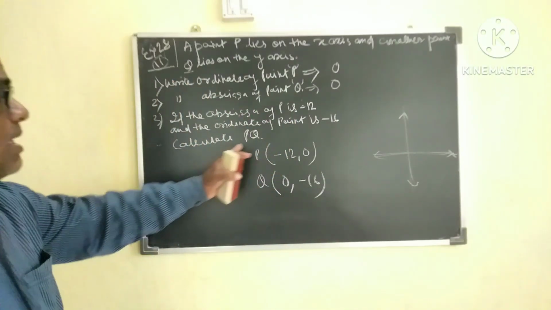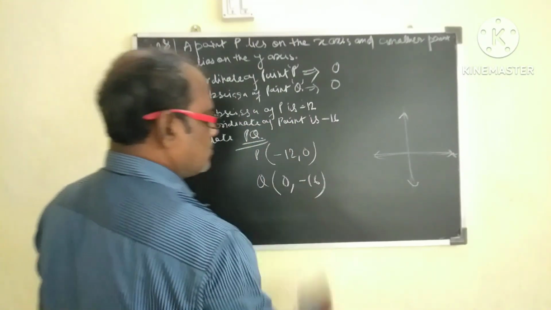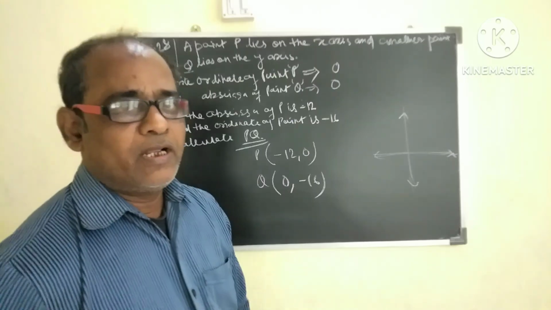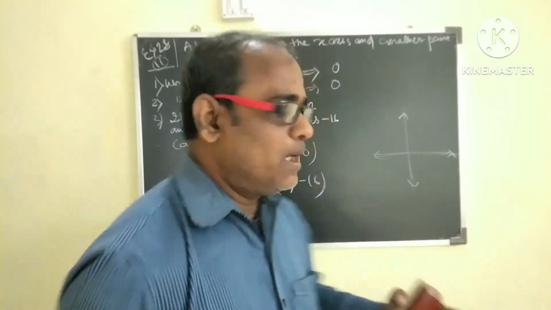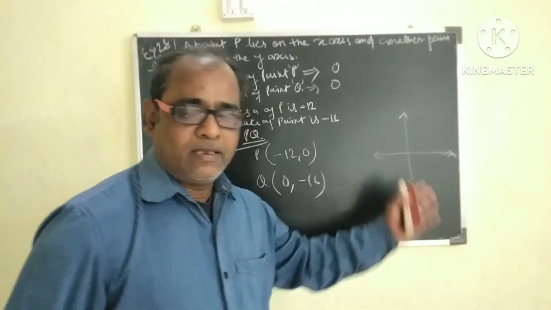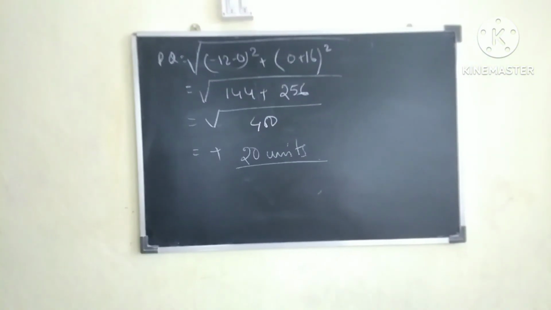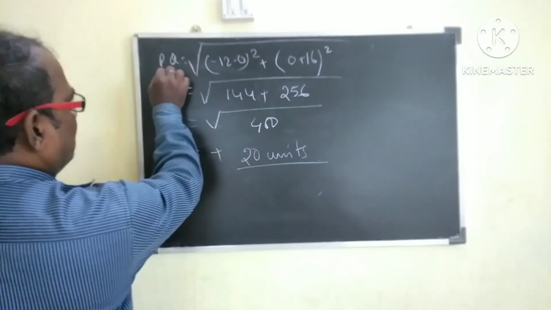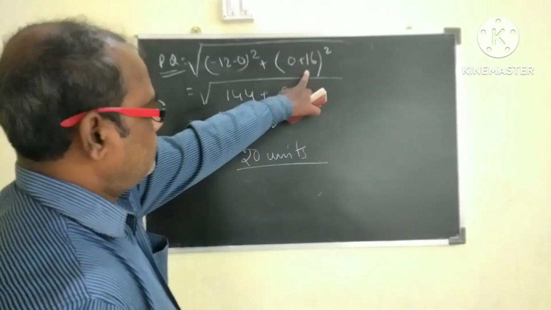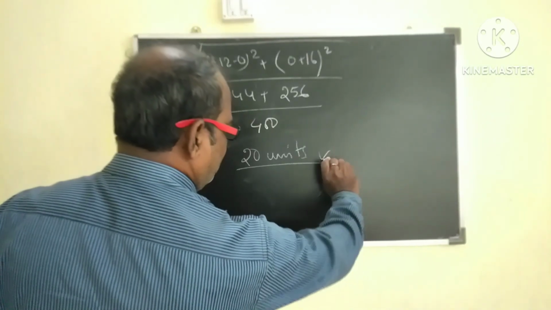Now you have to find out the distance PQ. So the distance PQ we can find out with the distance section formula. That is, we can write it as, so with the help of the distance formula we can write here. So we can get it in this way, and your final answer is 20 units.